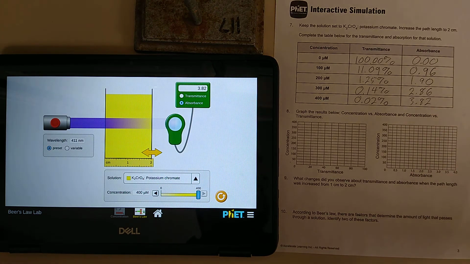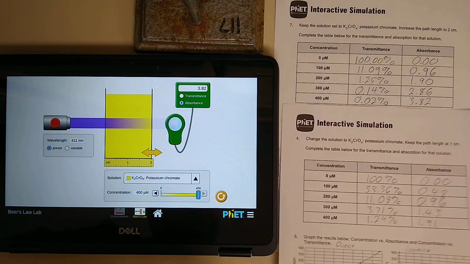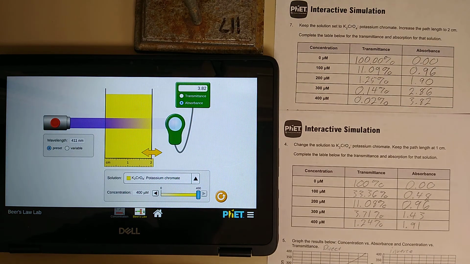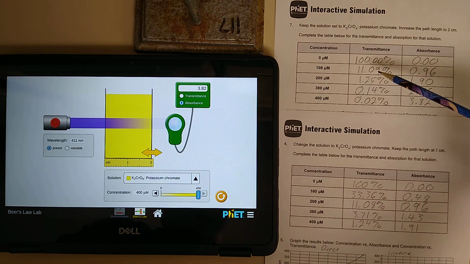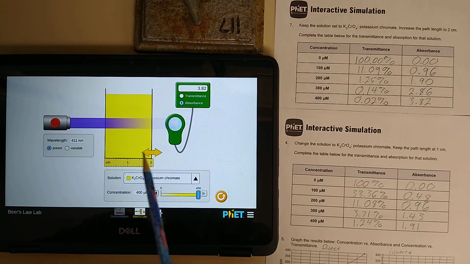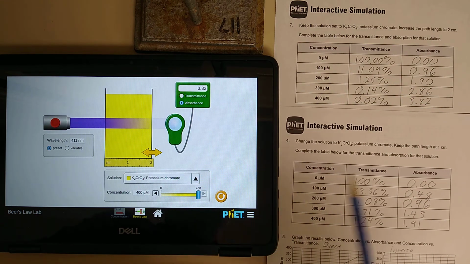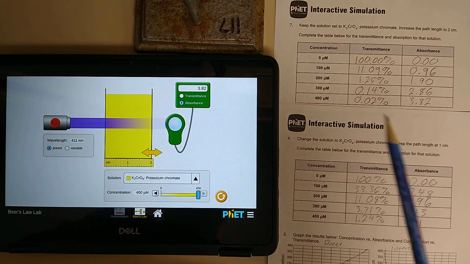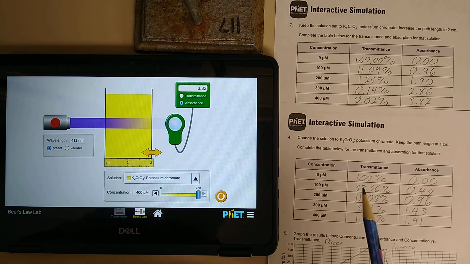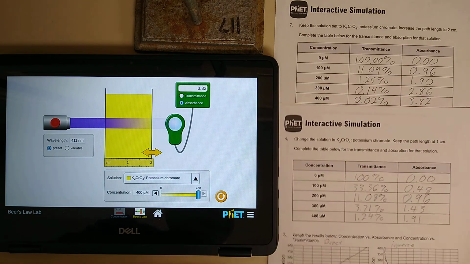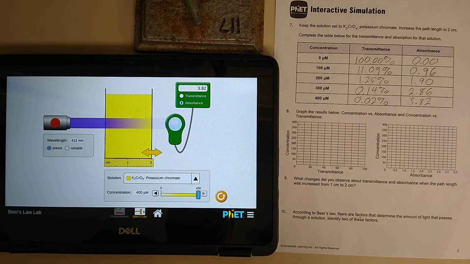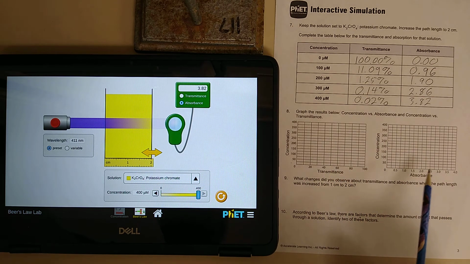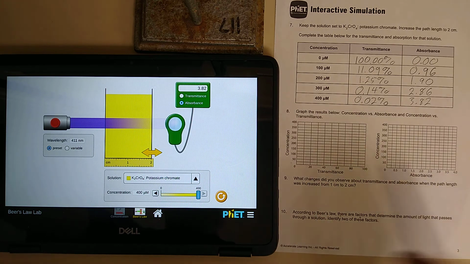Now I'm going to pull this other paper back over here. So you can see a difference in the numbers just by making it longer, more of the stuff to go through. It definitely changed the numbers, whereas here it was 100 got us 11.9. When there was less to go through, it was 33.36. So now we're going to graph again. Now be careful because this is swapped. Last time it was absorbance and this side was transmittance. And this one is the other way around.